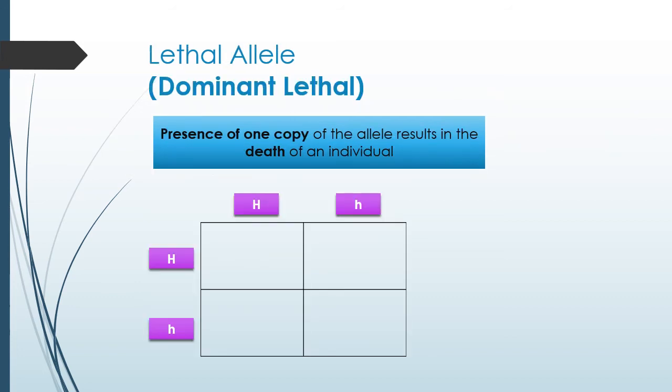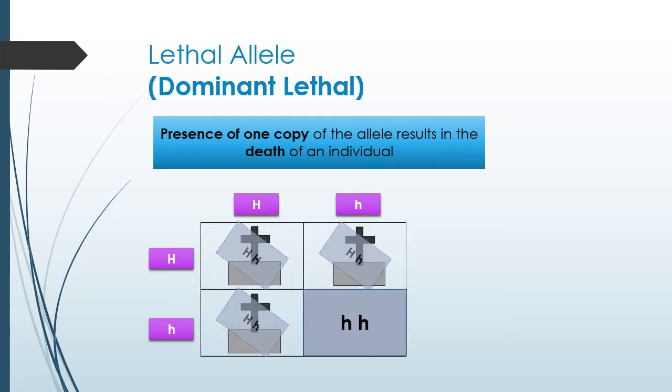Now let's discuss the occurrence of dominant lethal allele. The presence of one copy of the dominant allele results in the death of an individual. Given this empty Punnett square, determine the resulting genotypes, and predict which of the offspring will eventually die. 3 out of 4 offspring will die, and only one is normal and will live until old age, if no other misfortunes in life strike him or her.